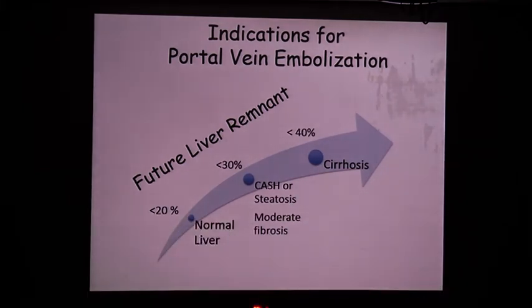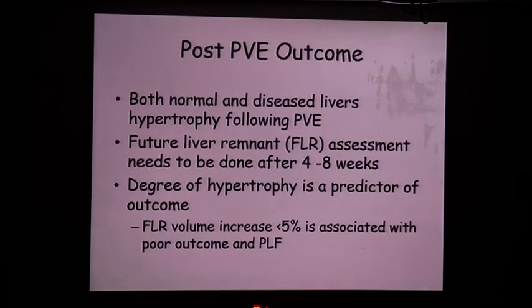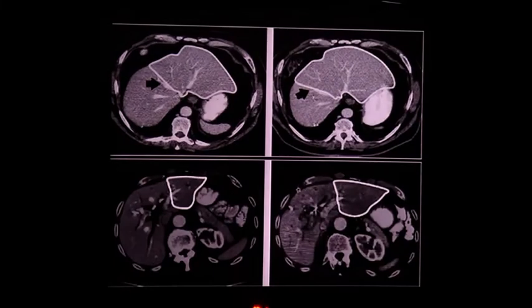And there are various recommendations, but this is a review of more than 3,000 patients, and the basic indication shown is that if the future liver remnant is less than 40% of the total liver volume of that patient, then this patient needs augmentation. Both the normal and diseased liver hypertrophy, that is to understand, and it may need to be done for 4 to 8 weeks. If the degree of hypertrophy of that segment pre-op compared to post-procedure is less than 5%, then it is associated with poor liver outcome and post-operative liver failure.